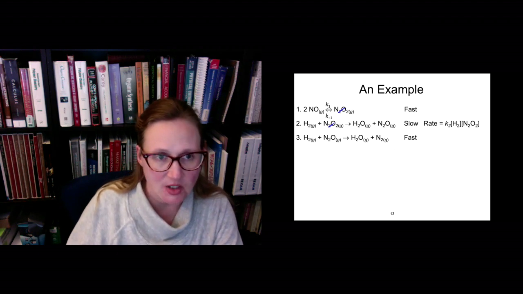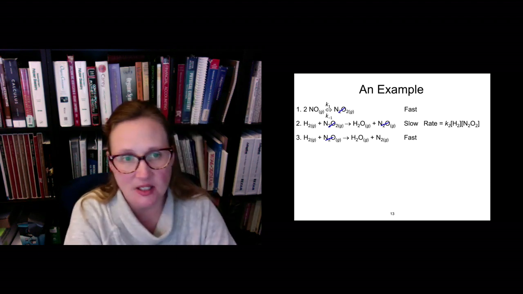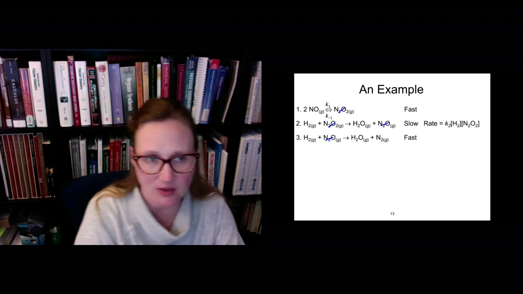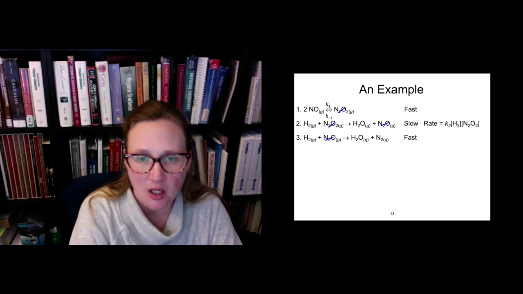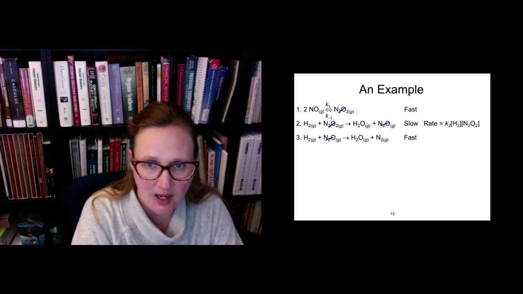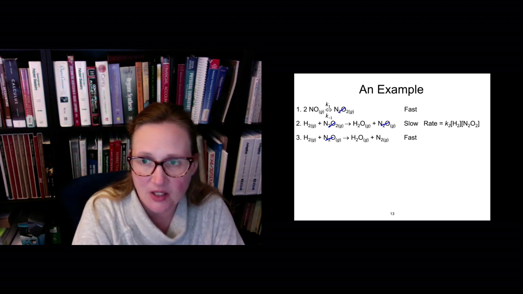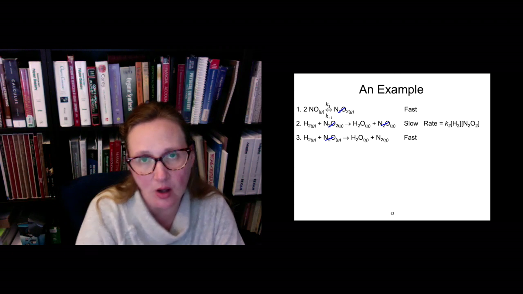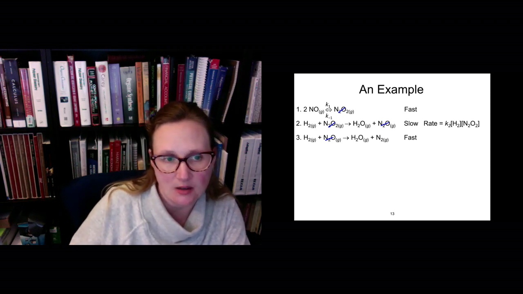So what we need to do is identify the intermediates here. Our intermediates are N2O2 and N2O. Okay, so we have 2 intermediates here. So we can't take the rate determining step as the rate law here because we have an intermediate. So we have to determine what the overall rate law is.